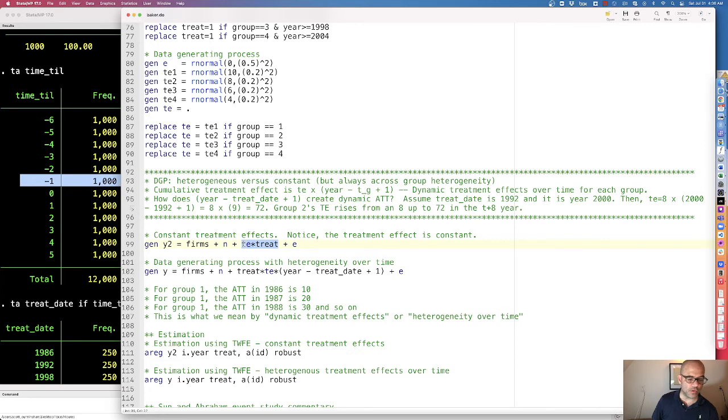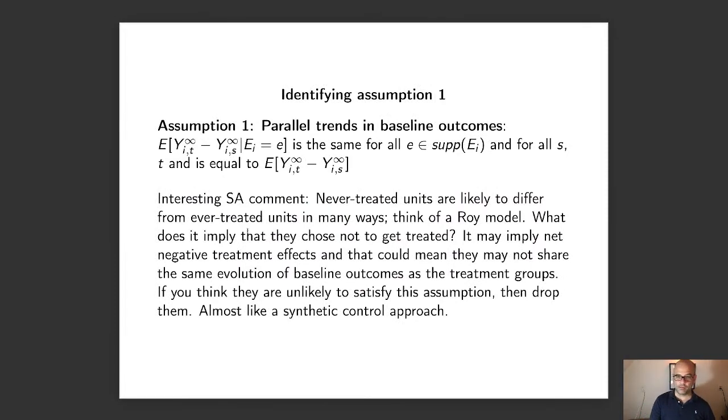If there was no treatment, then everything would grow at some same trend. They would grow at some N, and then they would grow at some E. So parallel trends has to do with the calendar time, okay, not the relative time. So we're not assuming parallel trends in relative time. That's why it's called parallel trends in baseline.